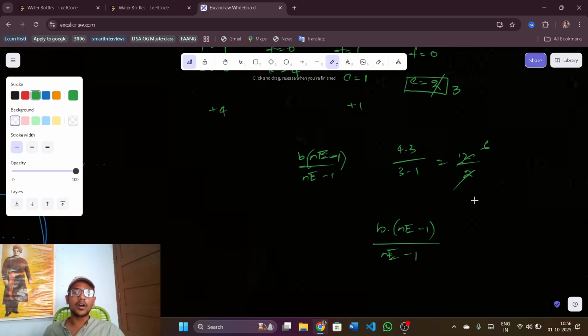So this is how it will be: B into NE minus 1. So this is how you solve this problem, and if you have any doubts, please let me know in the comment section.